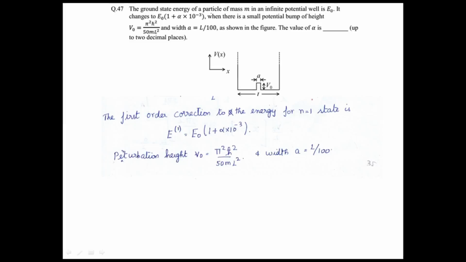In this question, they have taken a particle of mass m in an infinite potential well whose ground state energy is E naught, and the ground state energy level changes to E naught times (1 plus alpha times 10 raised to minus 3) when there is a small potential bump. The diagram is given. So they have asked us to find the value of this alpha.